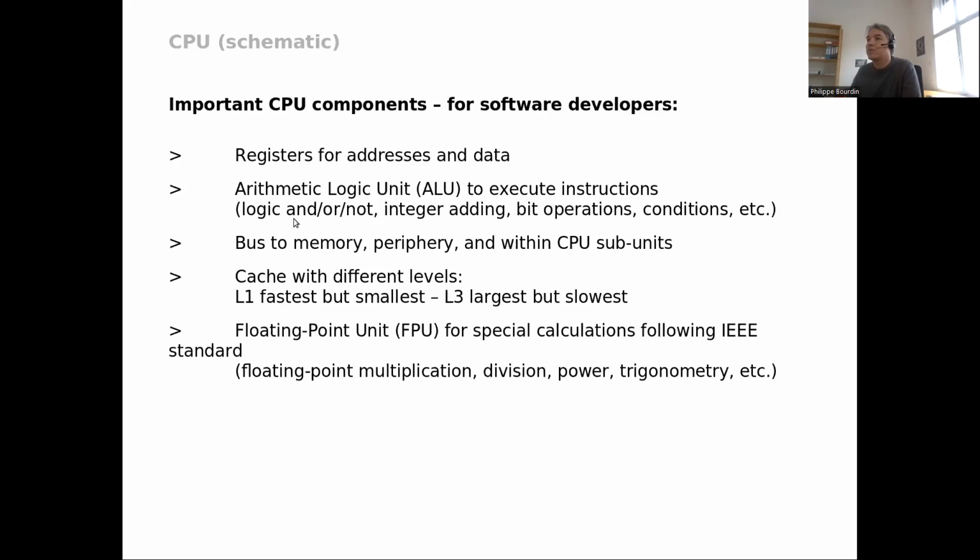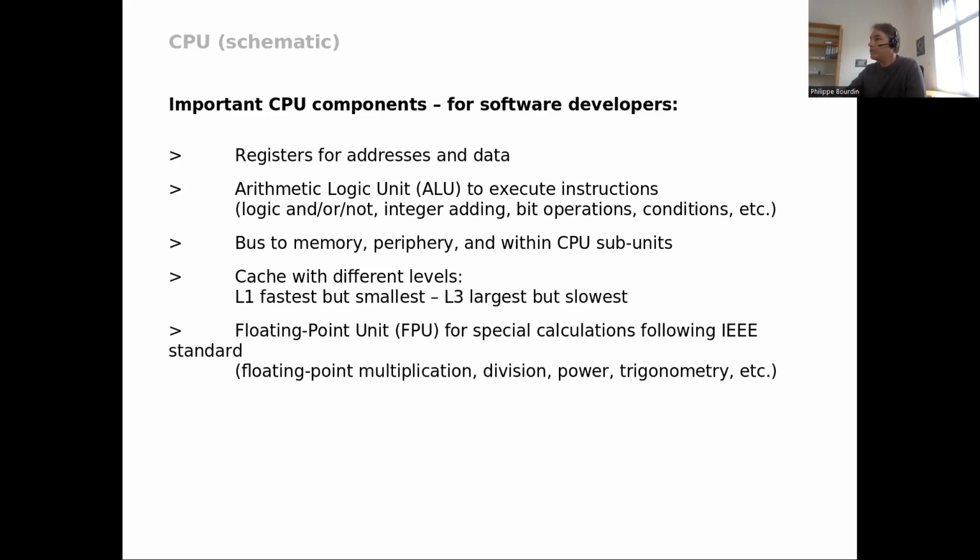These instructions include, for example, logical instructions like AND, or bitwise inversion. It includes integer addition, bit operations like shifting every bit to the left or to the right, and checking conditions like if conditions, etc. You have some kind of bus. The bus is basically a connection line between memory and periphery and the CPU subunits. And then what is important is that on the CPU or near the CPU, we have some kind of cache. The cache is used at different levels and with different sizes to accelerate accessing the memory.